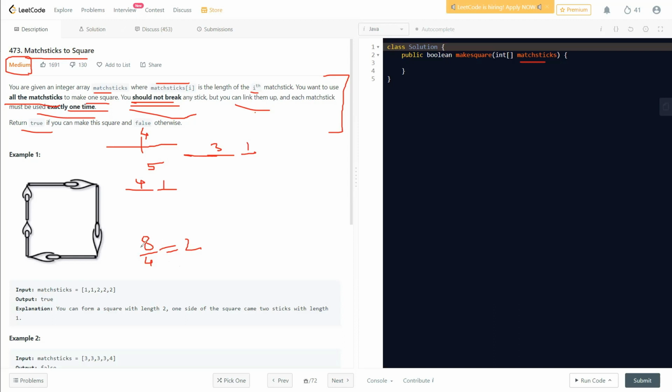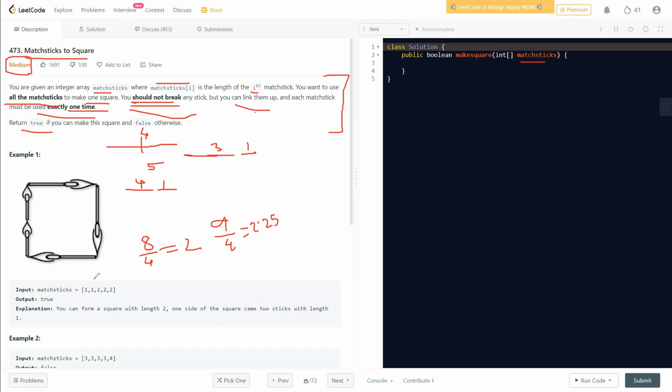Now see, if our sum was something like 9, then what would have happened? 9 by 4 would have resulted in 2.25, right? So we cannot break any matchstick. How can we go ahead with the 2.25 value? That's not possible. So with the first check, we can go ahead with just finding the sum and realizing whether it is even possible or not.